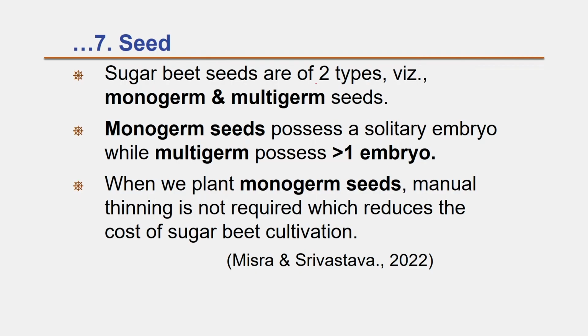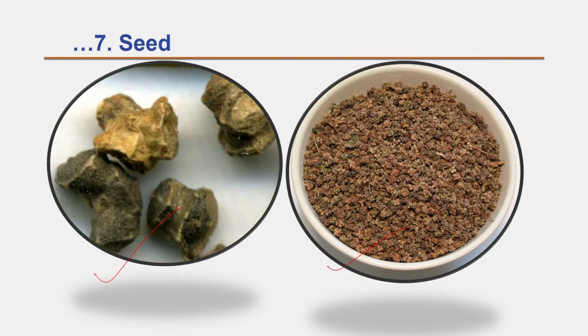Sugar beet seeds are of 2 types. One is monogerm, the other is multigerm seeds. So, monogerm seeds possess a solitary, means single, embryo, while multigerm possesses more than one embryo. When we plant monogerm seeds, manual thinning is not required, which reduces the cost of sugar beet cultivation. But when we plant multigerm seeds, then we need the thinning operation to weed out certain extra plants. Now, you can see the close view of the seed.